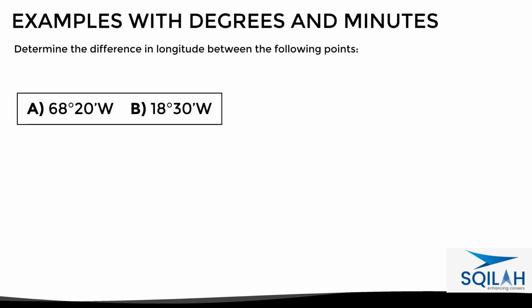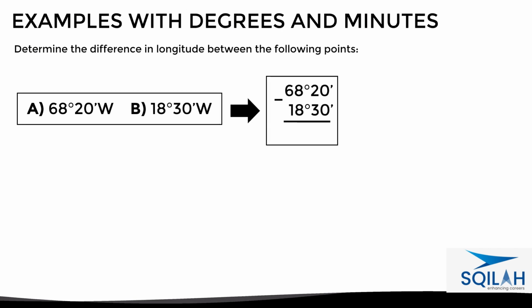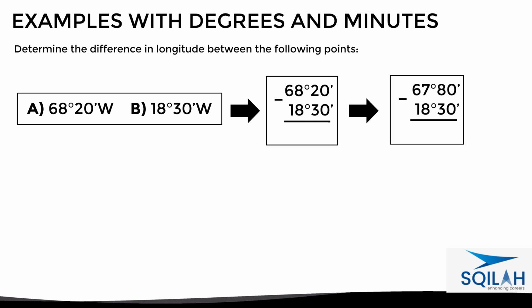In this first case, both points are in the western hemisphere, so we have to subtract the longitudes. However, as we have already seen, subtracting 20 minus 30 can be difficult if done manually. So it is better to convert one of the degrees into 60 minutes so that we now have 67 degrees in 80 minutes instead of 68 degrees in 20 minutes. This way the operation is much easier, and we obtain a difference in longitude of 49 degrees in 50 minutes.